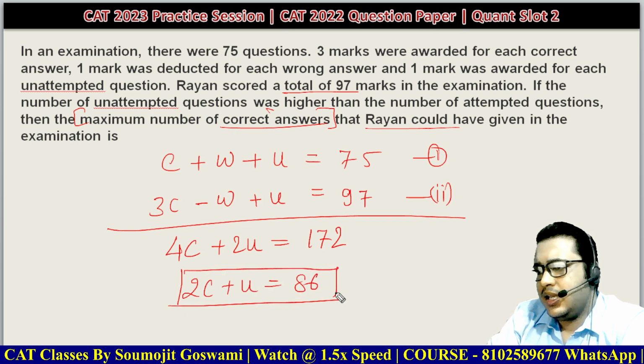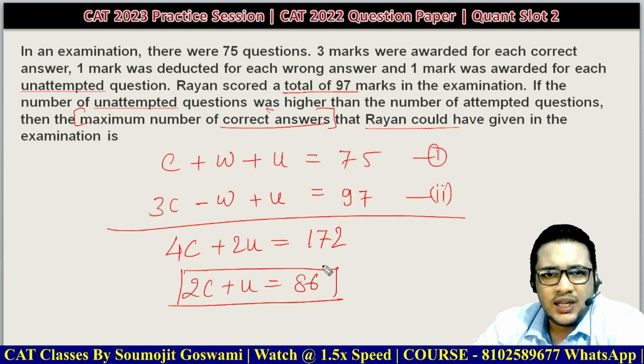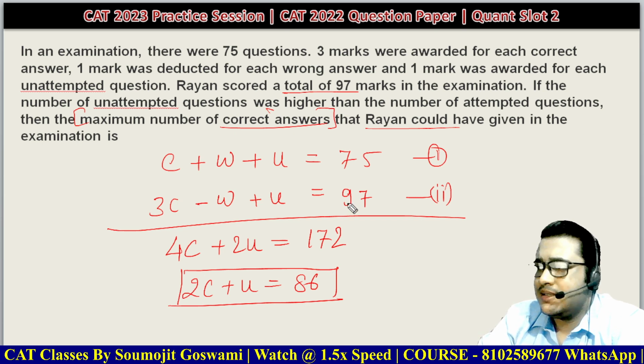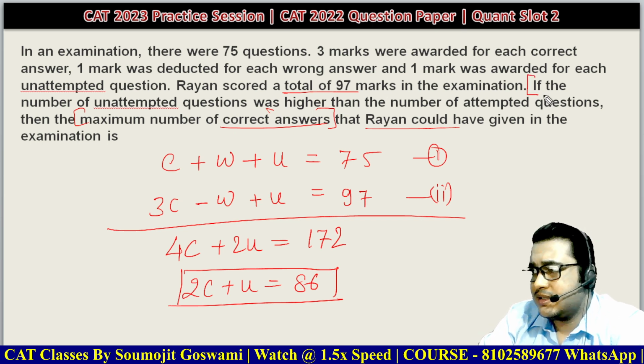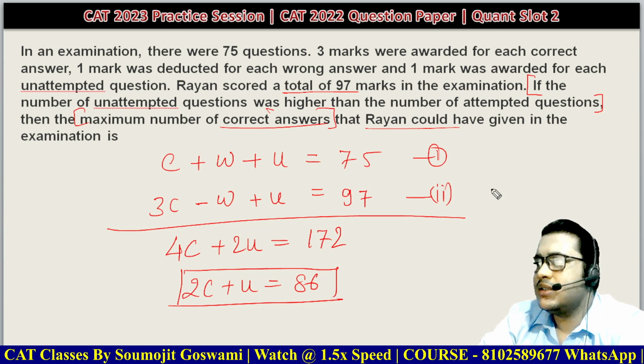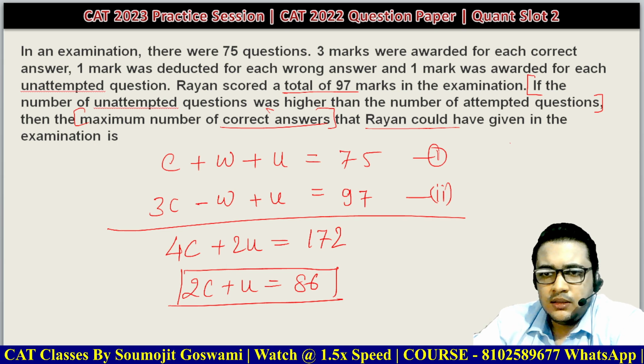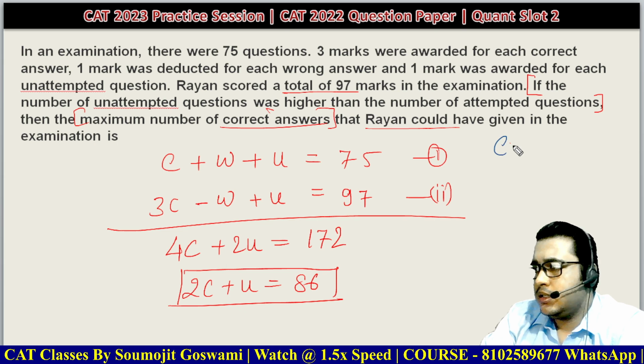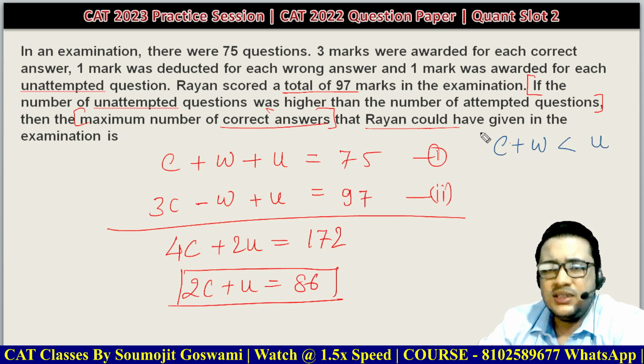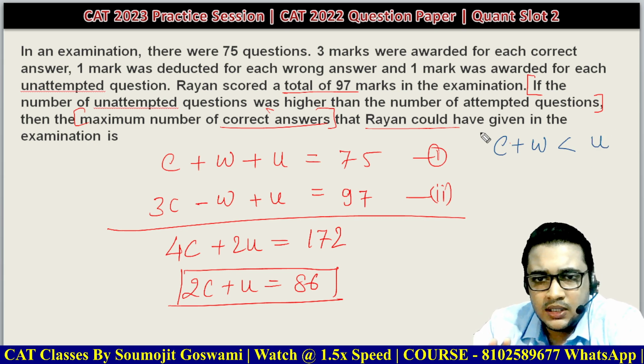Now what I can do to proceed from here is use the idea that is given to me: if the unattempted questions were higher than the number of attempted questions. What does this mean? Let me change the color. What this means is, C plus W are the total number of attempted questions, and they are less than the unattempted questions. Now totally there are 75 questions.